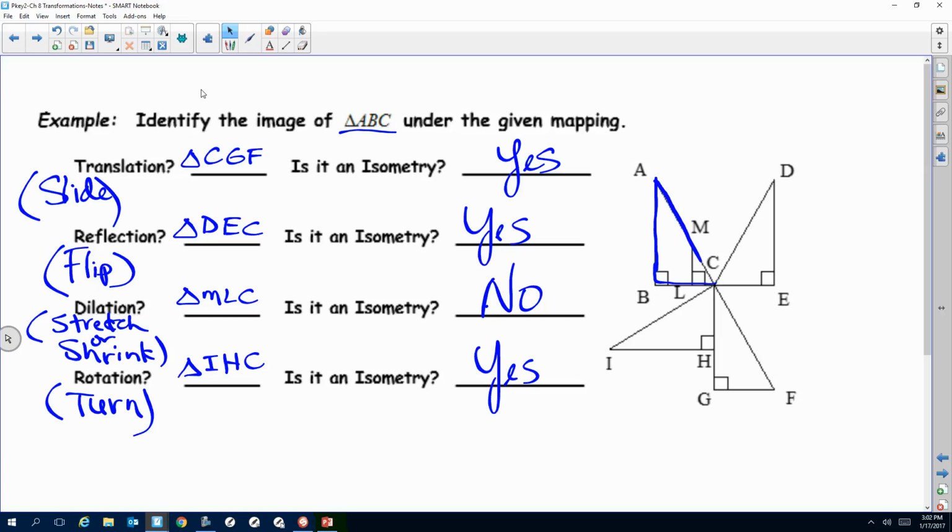So reflection, another way of thinking of reflection is a flip. So that would be triangle DEC. Dilation, that's when you stretch or shrink the image. So this would be your example of not being isometry because the size is going to change with dilations. And then rotation is a turn, okay? And we'll talk about points of rotation when we get into that. We'll start off by rotating at the origin and then we rotate different points.